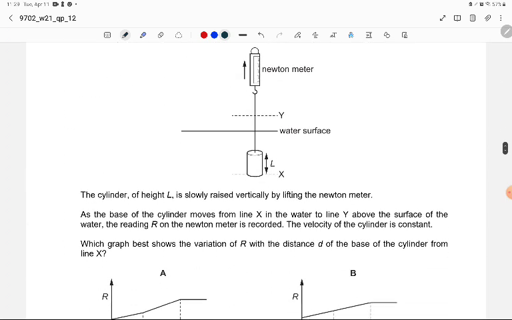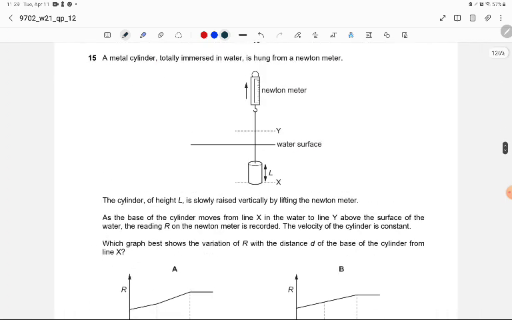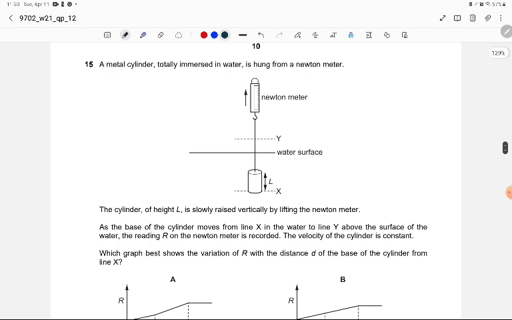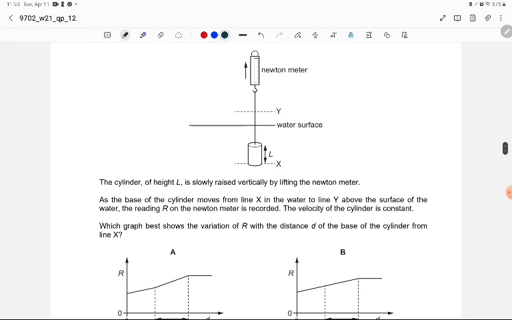A metal cylinder totally immersed in water is hung from a Newton meter. The cylinder of height L is slowly raised vertically by lifting the Newton meter, as the base of the cylinder moves from line X in the water to line Y. So we have actually raised it out of the water. The reading R on the Newton meter is recorded. The velocity of the cylinder is constant.